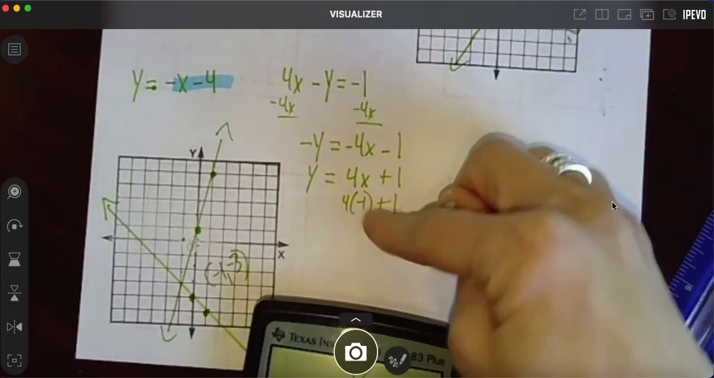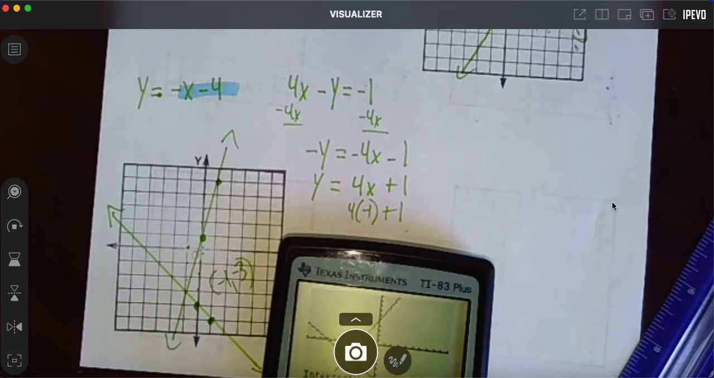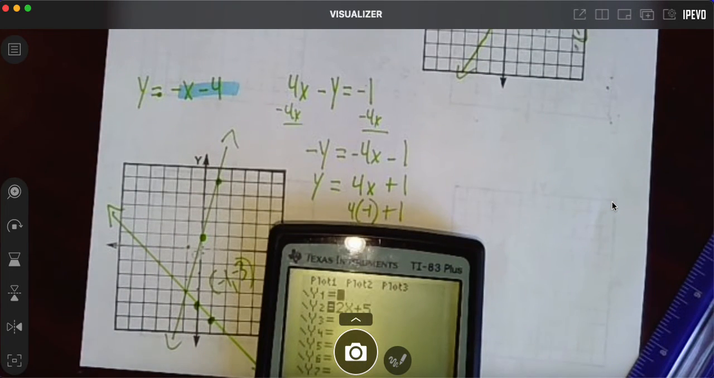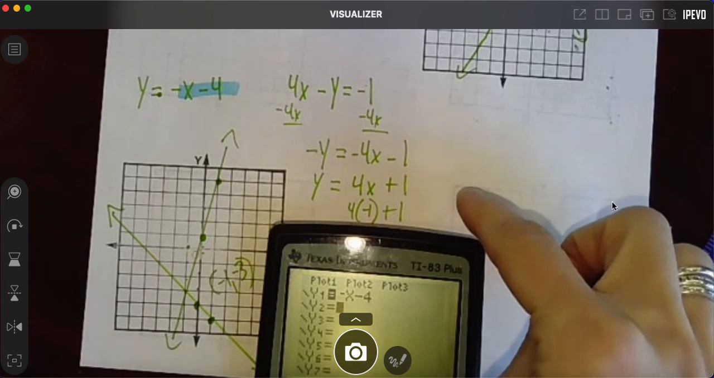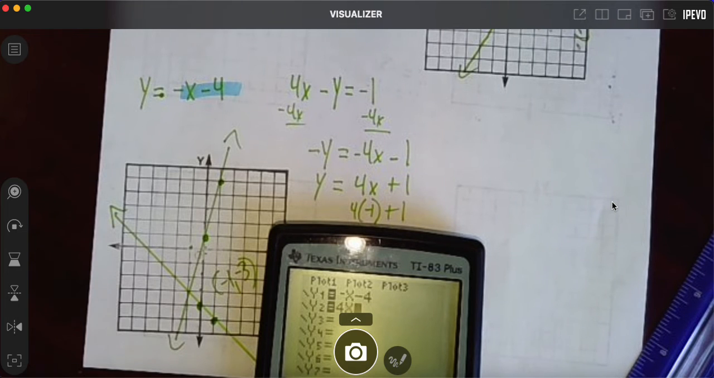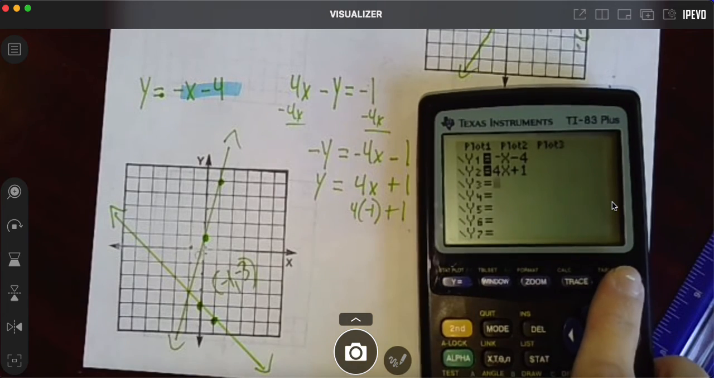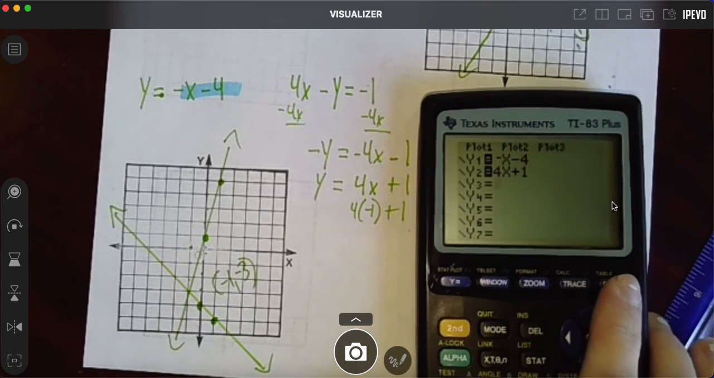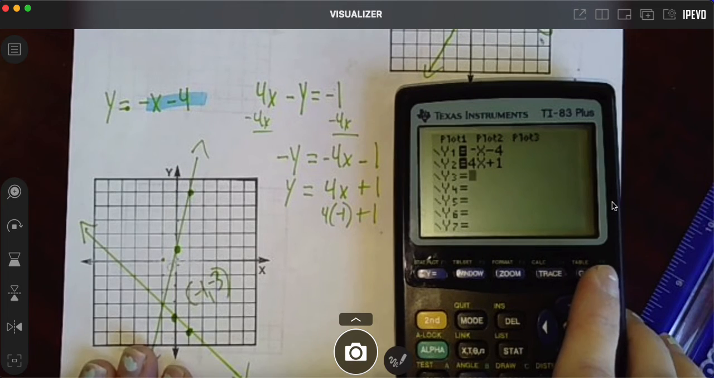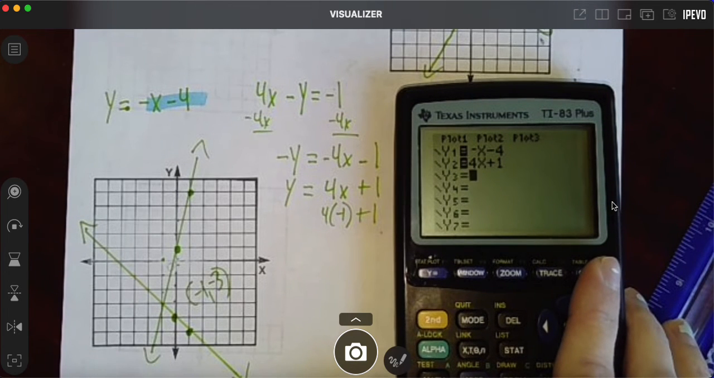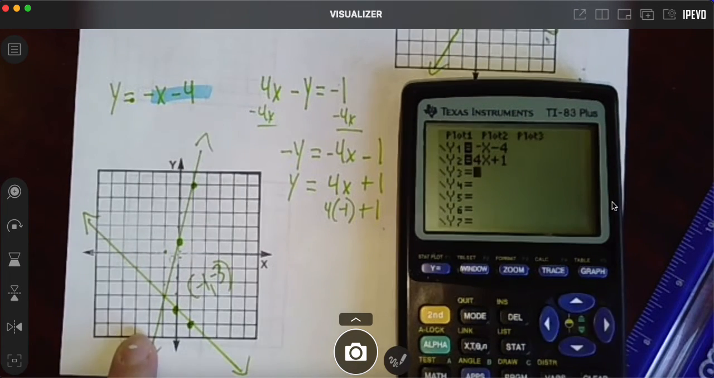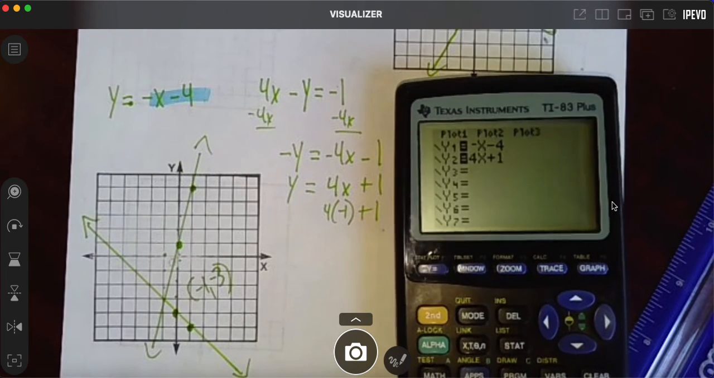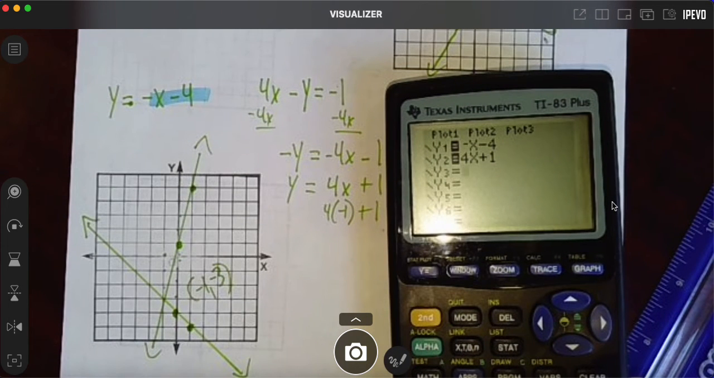And you're going to hope that you wrote your new equation right. Okay, so if I graphed it, it's negative x minus 4 and 4x plus 1. Again, you don't even have to have your calculator to do any of this, right? We just found our answer without it. It's just a good way to check it. Negative x minus 4 and 4x plus 1.